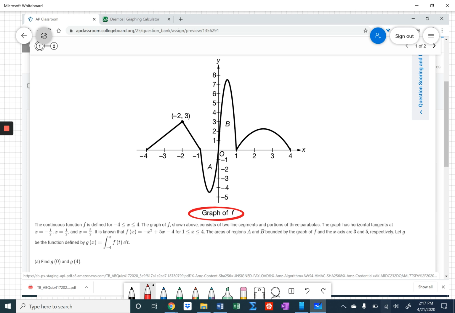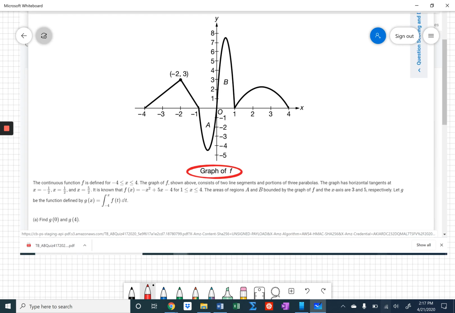It's got some linear pieces over here. It's got this area that's labeled A. It's got this region here labeled B, and that's got this curve. The function's continuous from -4 to 4 inclusive. The graph's shown above, and it described two line segments and portions of three parabolas. The graph has horizontal tangents at x equals -1/2, x equals 1/2, x equals 5/2. So they're giving you exactly where these transition points are occurring.